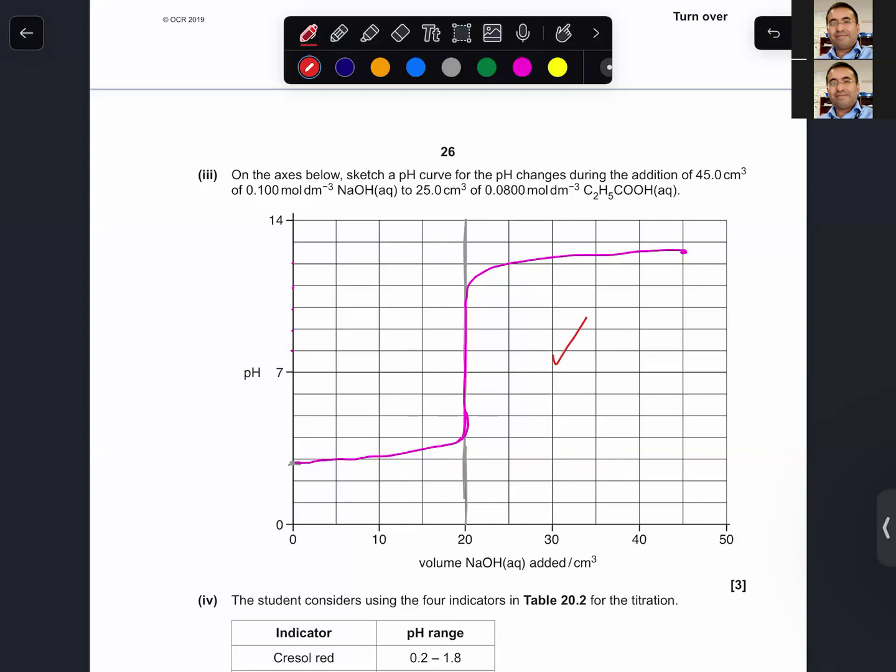The pH vertical section within the extremes of 5 to 12, minimum of 3. So we're looking at least from there to about there. 3 to 5, minimum 3 pH units, that's fine. Middle of the vertical section needs to be above 7. So the middle of it, which is about there, and the vertical section should be at 20 centimeters cubed. Yep, we get those 3 marks.